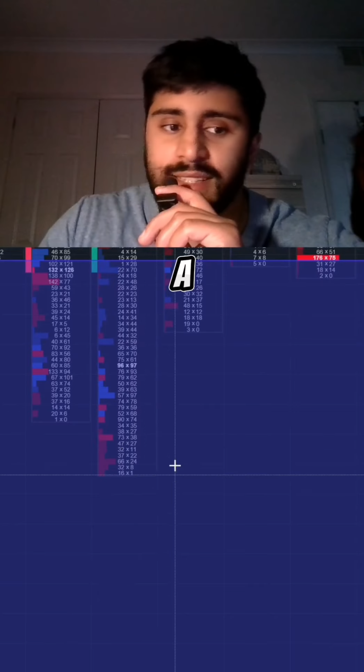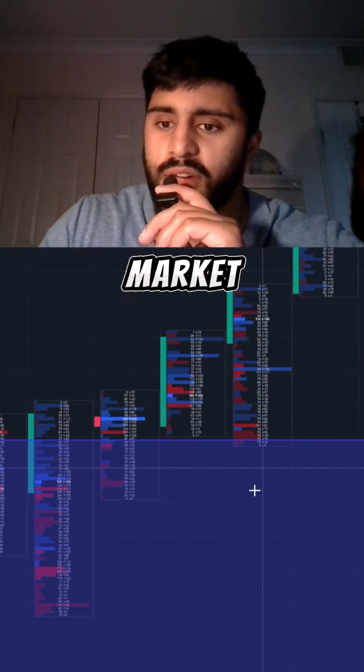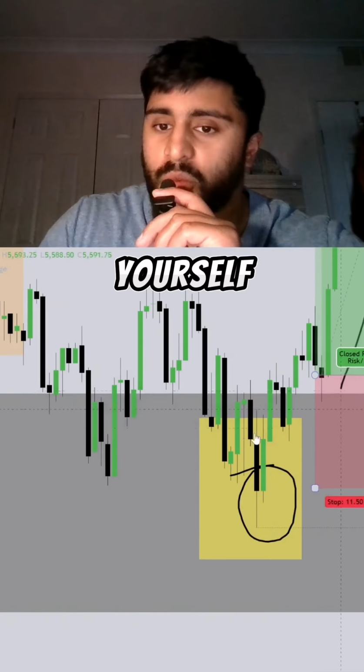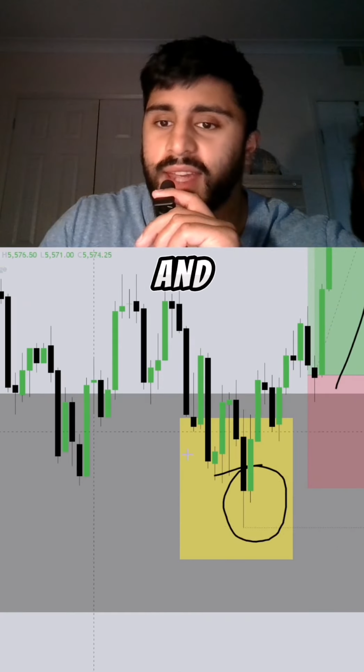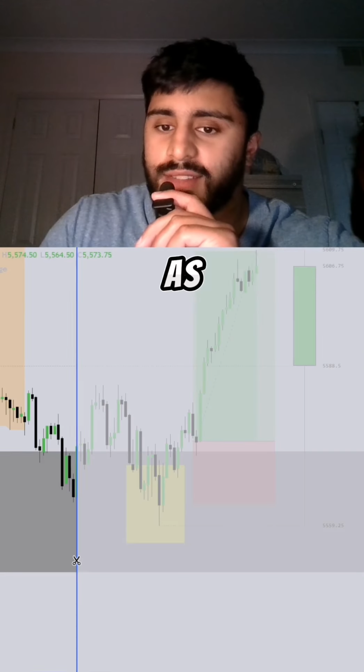We also see a 16 for 1 over here. So we see a lot of aggressive sellers over here, despite that the market was able to move higher. So when you're looking at a regular candlestick chart, you want to ask yourself what is going on inside of this area. And the candlesticks don't actually show you what's going on. So let's break this down as a little case study, right?